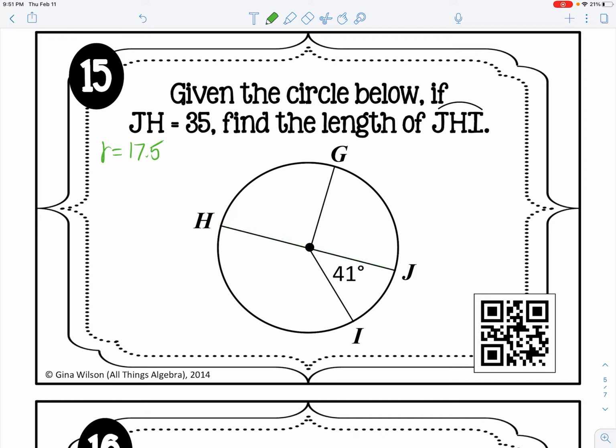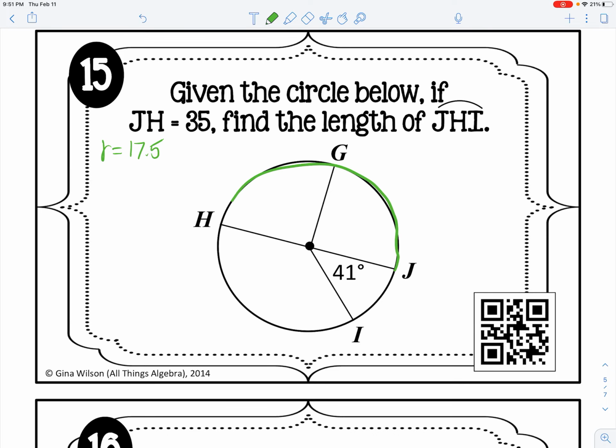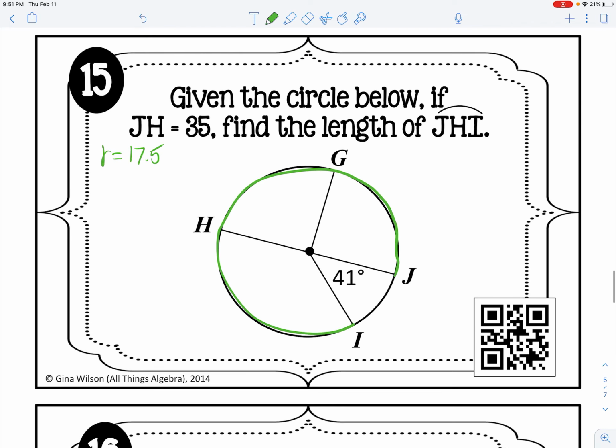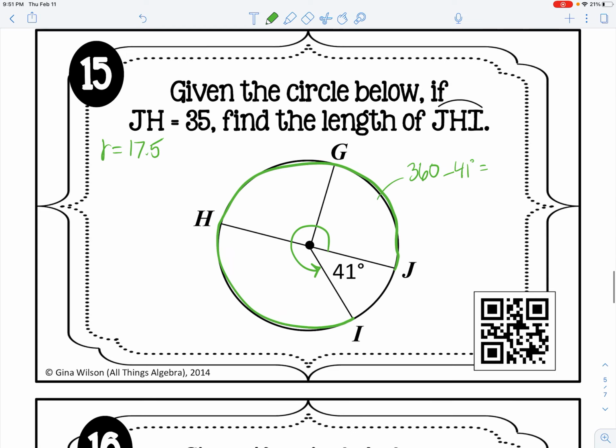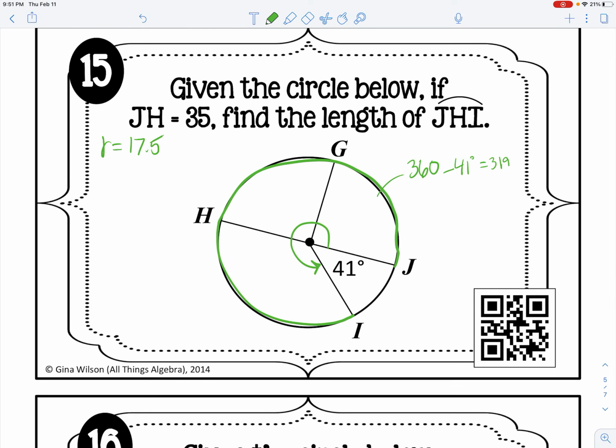Okay, let's see. And then find the length of JHI. So JHI, pretty much everything except that 41 degrees. So the angle we need is that one. And so the whole thing is 360. We're not using the 41 degrees. So I'm going to do 360 minus 41. And that should give us 319. So that's going to be what we plug in for x.